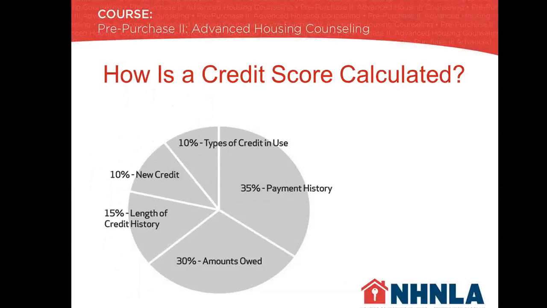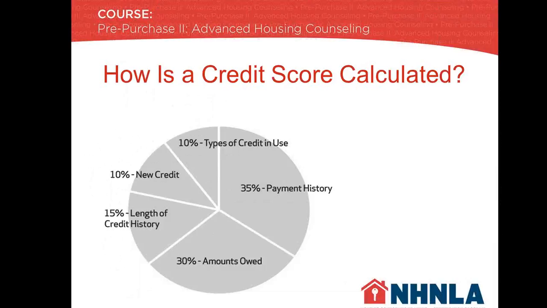Here's a pie chart to help you remember or see visually the weight that different components have on a credit score calculation. Note that the heaviest weight, or the component having the most impact on the credit score, is one's payment history at 35%. The next most important component is the amount owed. You see that there at 30%. And then the length of the credit history, which is weighted at 15%. And having equal but the least impact are the other two, the new credit and the types of credit in use.